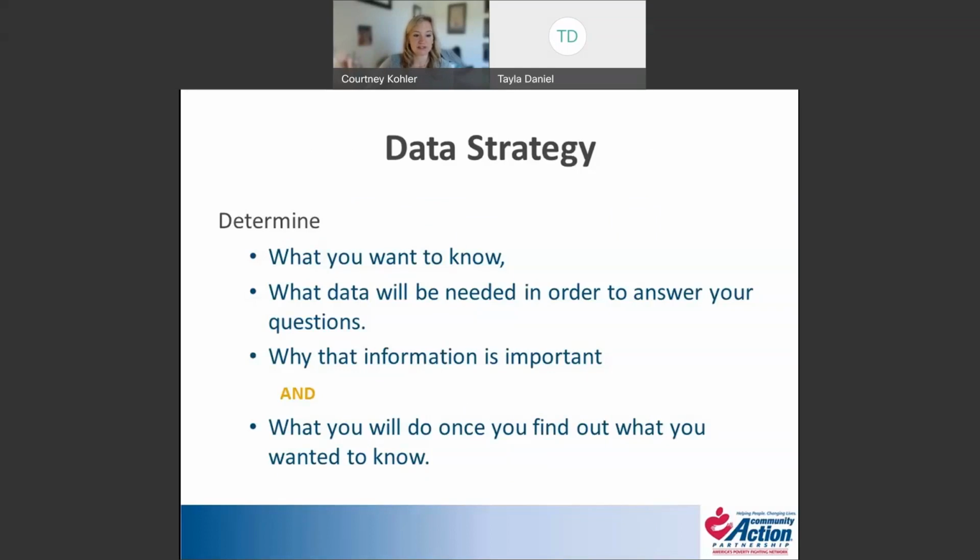And also what data will be needed in order to answer your questions. And then why is that information important? So why do we prioritize that? And then what are we going to do once we find out what we wanted to know? Obviously it's probably going to bring up additional questions. Did that meet our expectations or not, and why? So really starting out with some of these questions can help you to determine your priorities within your data strategy.